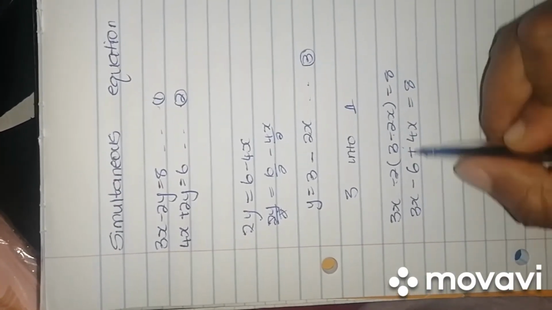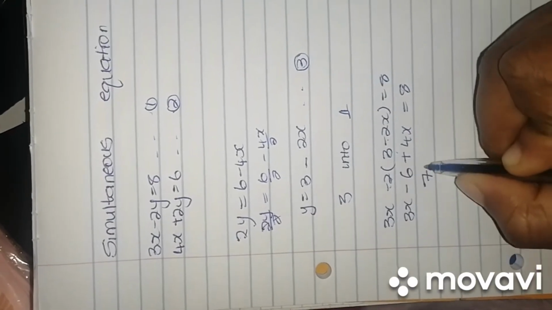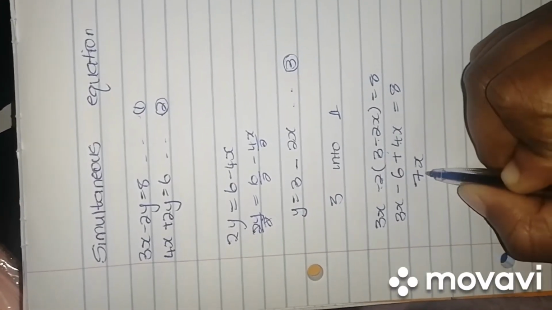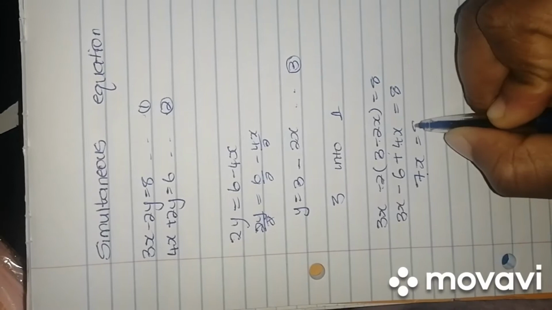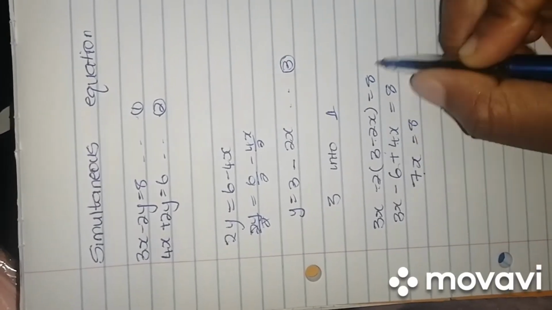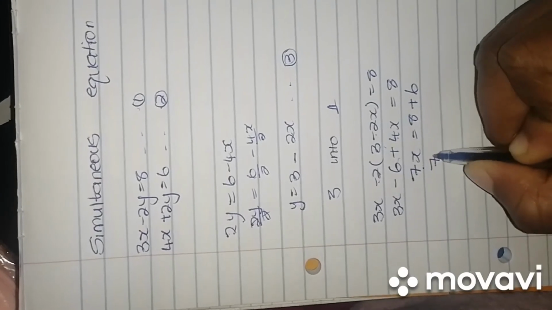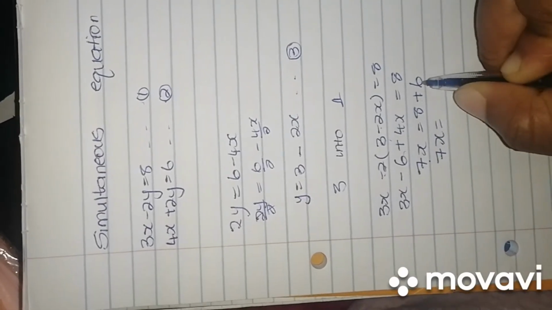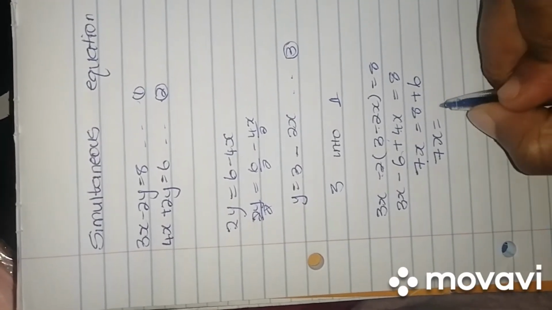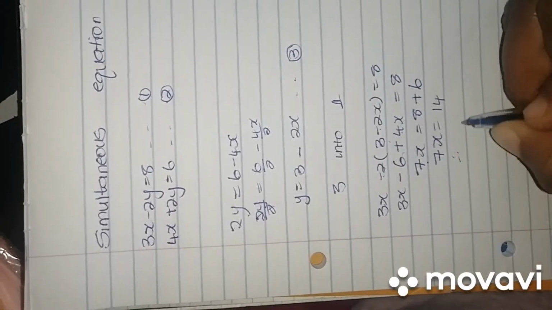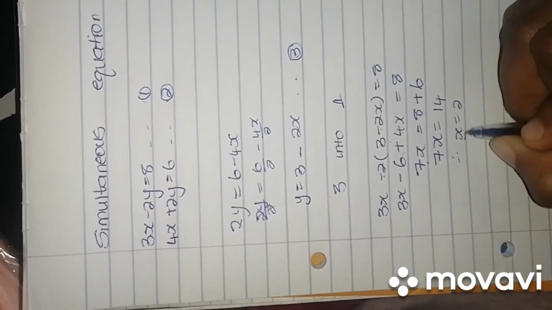Then sum the like terms. We're going to have 3x plus 4x is 7x. Then 8. We're taking this 6 to this side, so it's going to be positive 6. Then we're going to have 7x is equal to 6 plus 8, which is 14. Therefore, x is equal to 2.